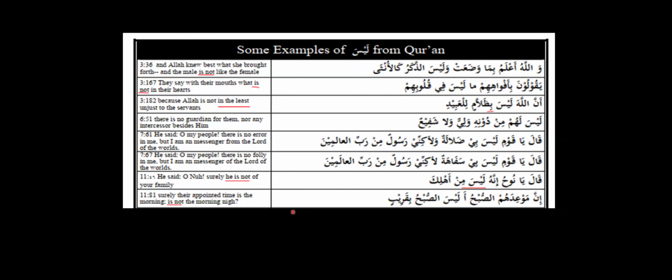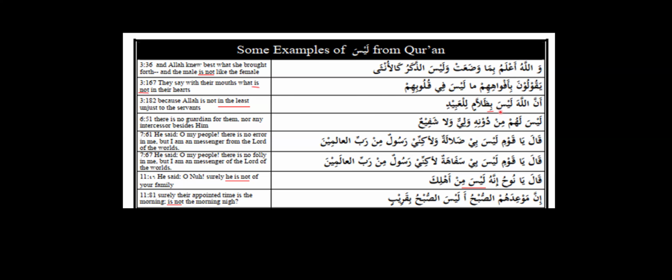Here we have more examples. Inna Allah laysa bidhallamin lil abid. Look, here laysa is coming. Where is the ismu laysa? Ismu laysa is huwa, because when only laysa is mentioned and ismu laysa is not given, it means ismu laysa is hidden inside.